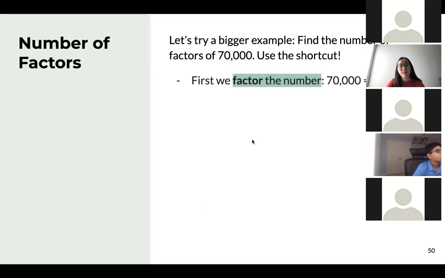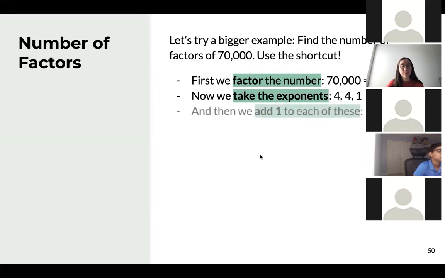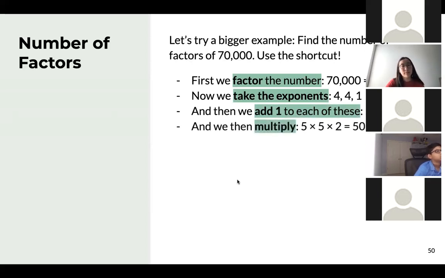So first, find the prime factorization of the number. That's the prime factorization. Second step, take the exponents. So the exponents of that prime factorization are 4, 2 to the 4th, 5 to the 4th, 7 to the 1st power. So the exponents are 4, 4, and 1. Now you just add 1 to each of those exponents. So it becomes 5, 5, and 2. And then you multiply those exponents together. 5 times 5 times 2 equals 50.